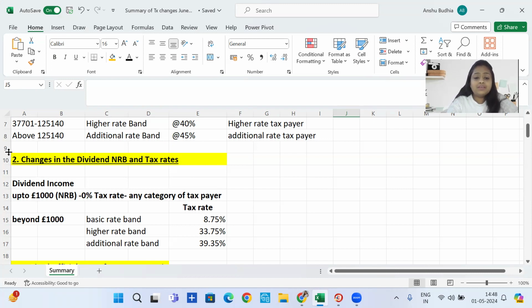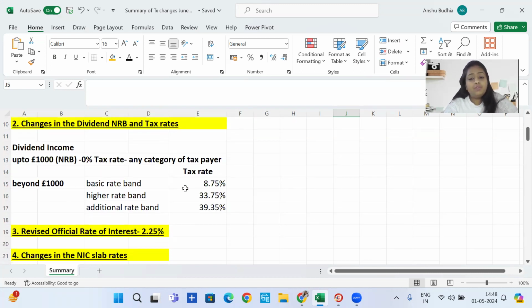If there is still some basic rate band remaining, which can absorb the dividend income, then for that basic rate band, the dividend tax rate would be 8.75%. For the higher rate band, that is, the basic rate band is over, we have crossed 37,700 of the overall taxable income and we still have some dividend income remaining, then till it reaches the additional rate band, the tax rate would be 33.75%. Beyond the higher rate band, that is, when it is in the additional rate band, the tax rate would be 39.35%.